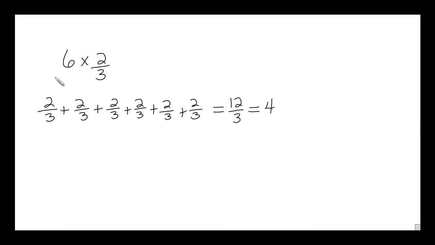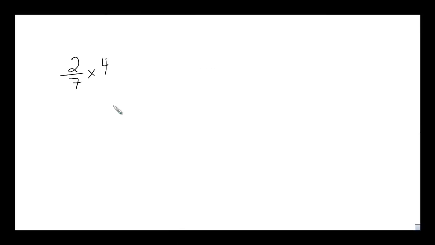But of course, the faster way would be to simply put a 1 here underneath my numerator 6 and multiply. 6 times 2, I would get 12. 1 times 3, I get 3, and I can simplify this to the whole number 4. Let's take a look at another problem.